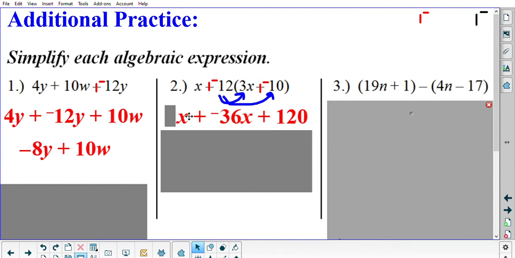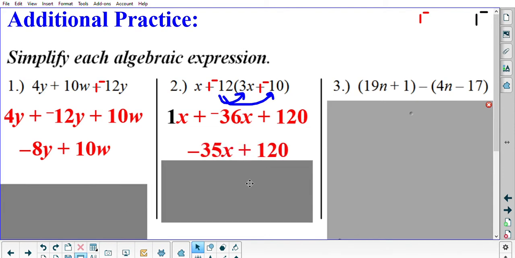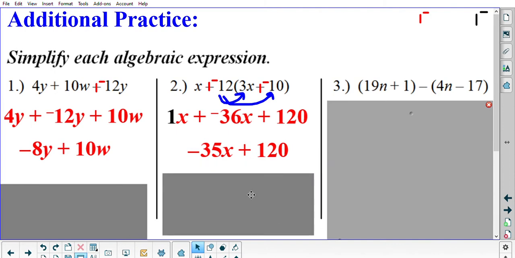Now, the x that was on the far left of this expression, it is like terms with the negative 36x. But how much x is that x? It is 1x. Positive plus a negative. Subtract in your head. You will get negative 35x plus 120. And that's as far as you can go because they are not like terms.